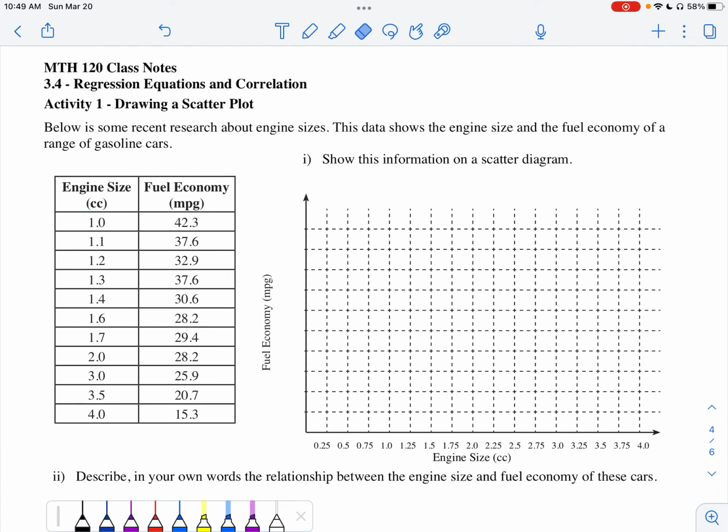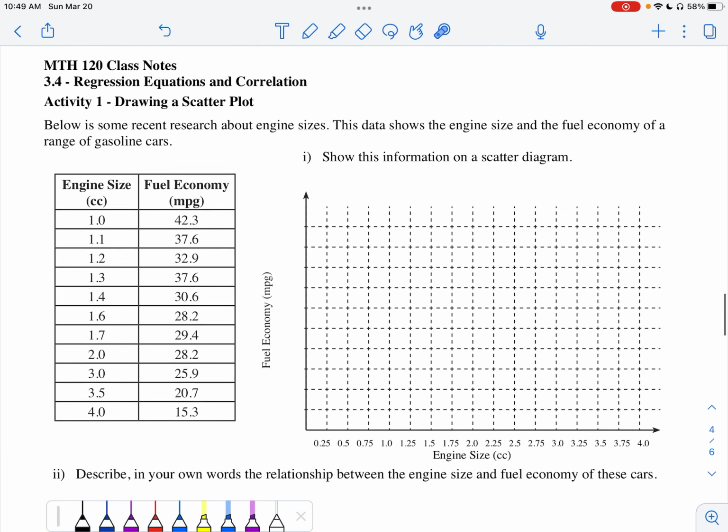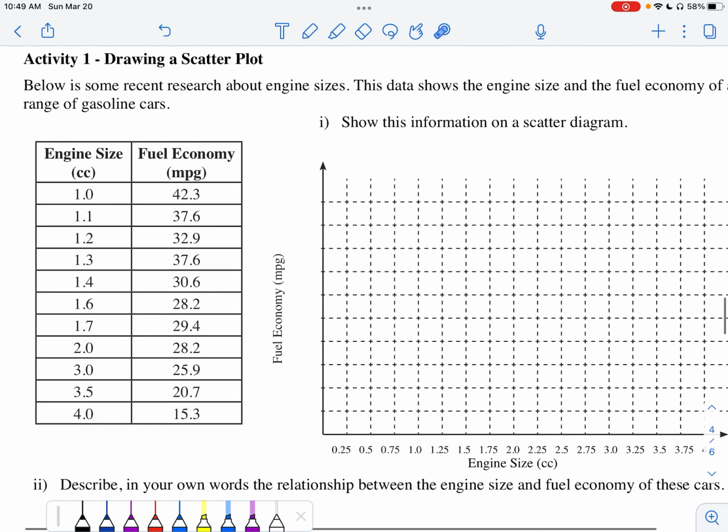So you can see over here on our graph, we already have the engine size on the x-axis, and that's marked out by 0.25. And then we have the fuel economy in mpg on our y-axis. All right, so the only thing we need to do before we can start plotting points is to mark out our scale on our y-axis as well.